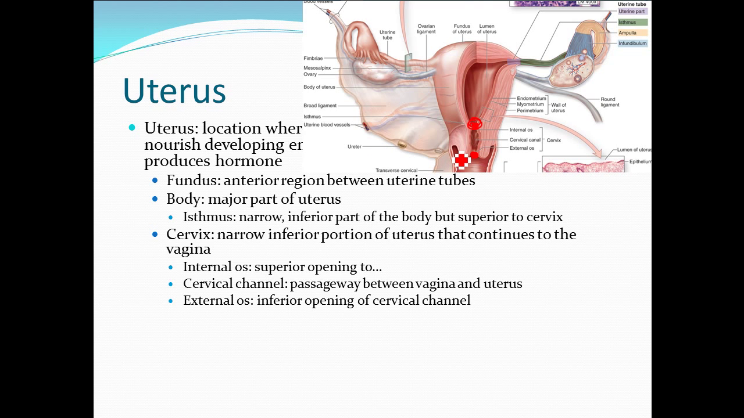It was my mistake that I confused you. So the isthmus is just this part where the body narrows down. The cervix is below that, more inferior to that. And then the cervical channel, or cervical canal, it's the same thing, is just this part between the internal os and external os.